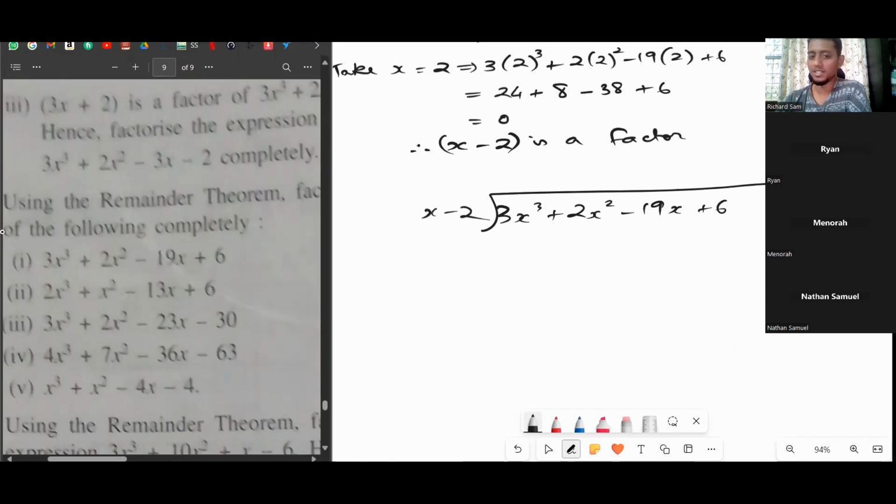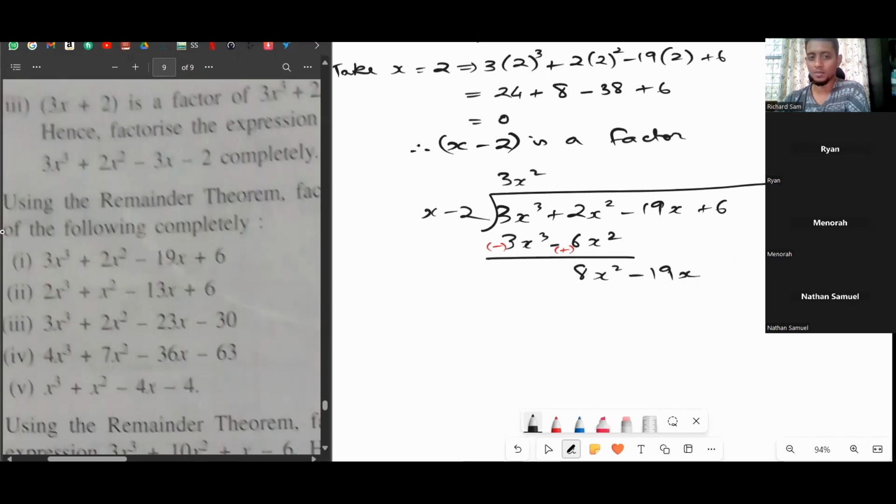So first, x into what is 3x cubed? x into 3x square is 3x cubed. Then we do minus 2 into 3x square. That is minus 6x square. Then we subtract this. When we subtract, we have to change all the signs. This minus will become plus. 3x cube minus 3x cube will become 0. That's our aim. Here 2x square plus 6x square will become 8x square. Then you bring down the next number, that is minus 19x.